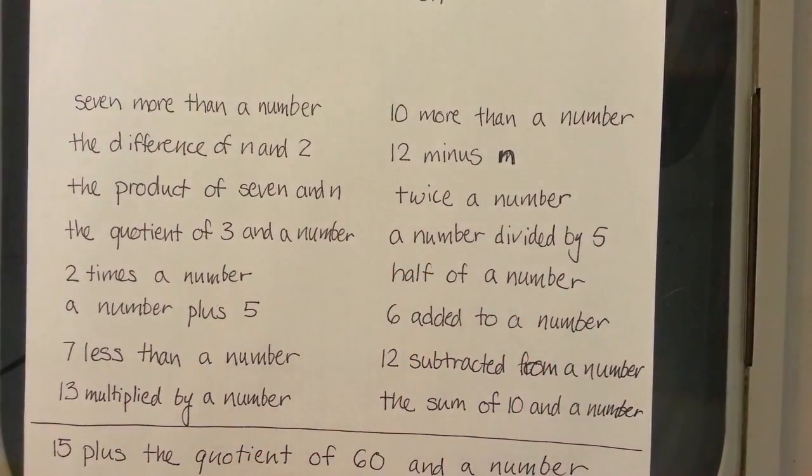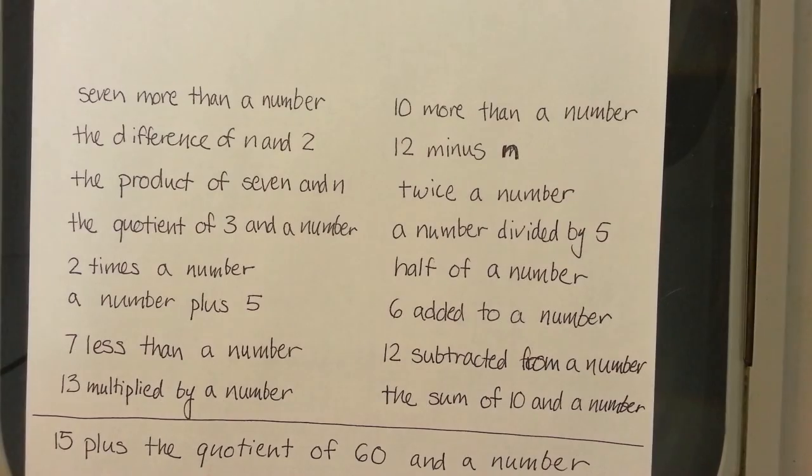Okay, if you've paused the video and got those, then we're going to start highlighting. I'd like you to pause the video and try to highlight them on your own. And then you can either fast forward to the end and check to see how well you did, or if you're feeling a little less confident, you can watch me go through each one. So here we go. 7 more than a number.